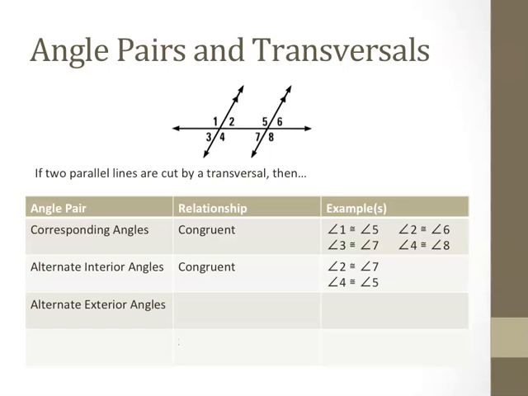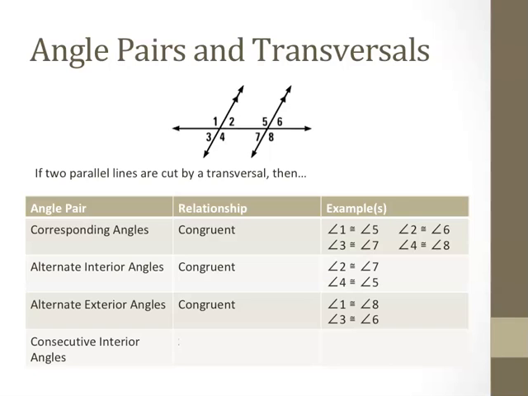Next we have alternate exterior angles. So again, if you have two parallel lines cut by a transversal, then alternate exterior angles will also be congruent. So in this case, angle 1 and 8 are congruent to each other, and angle 3 and 6 are congruent to each other.